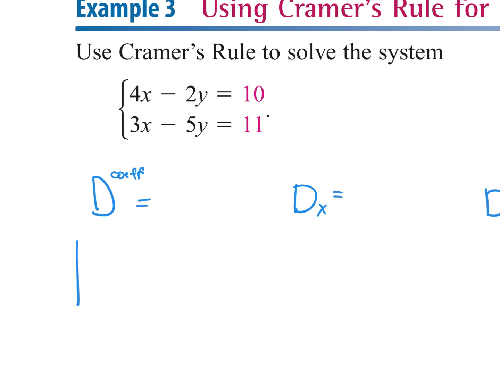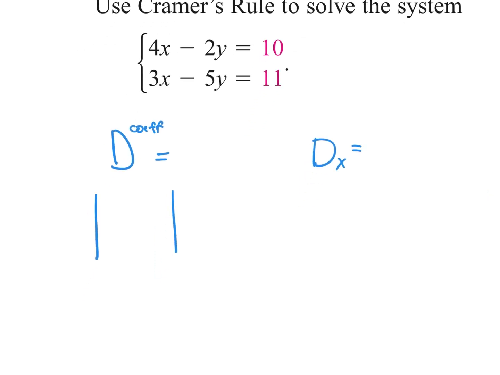So to find my coefficient determinant, I just write the coefficients. What's the x column? 4 and 3. Perfect. What is the y column? -2 and -5. Everybody with me? Yeah. Okay, so now we're going to multiply the major, top left, bottom right. So I have 4 times -5 minus, make sure you put a minus there, times the minor. So it's 3 times -2.